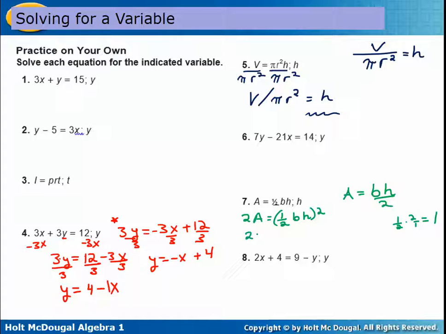So then we would have 2a equals, this cancels, b times h. And we're trying to solve for h, so we would still need to divide by what it's being multiplied by, which is b. Divide by b, and I'm just going to write it this way, h is equal to 2a over b.